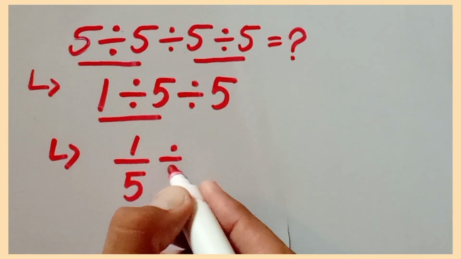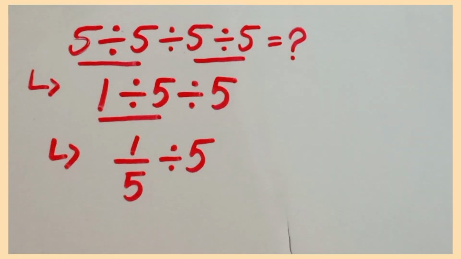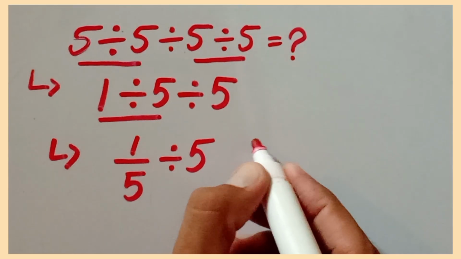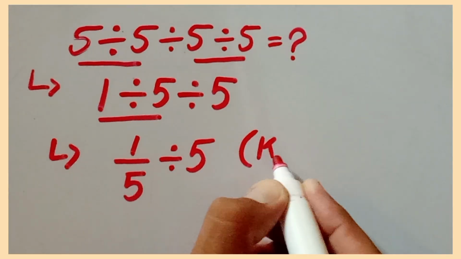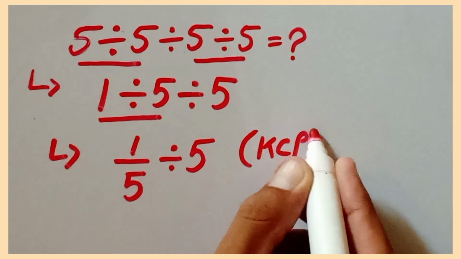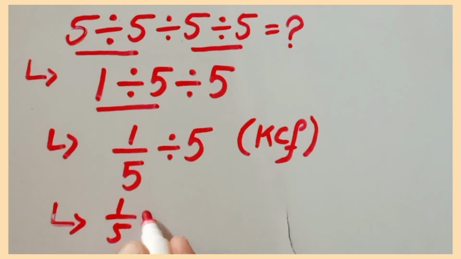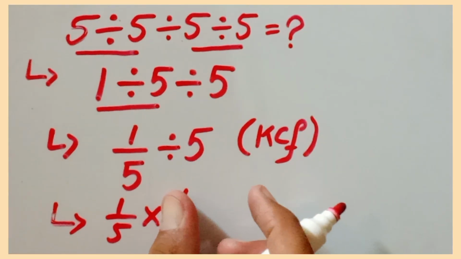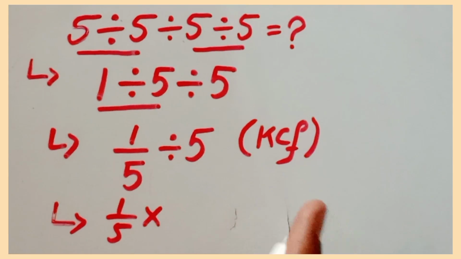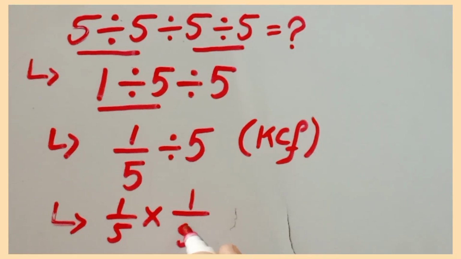5 divided by 5. Now according to the KCF rule, where K stands for keep, C stands for change and F stands for flip, we can write this as 1 divided by 5 multiplied by 1 divided by 5, because of the rule of KCF.